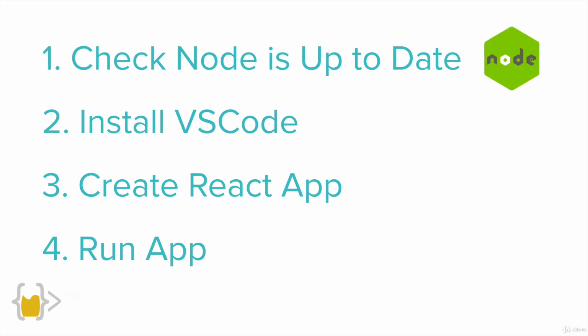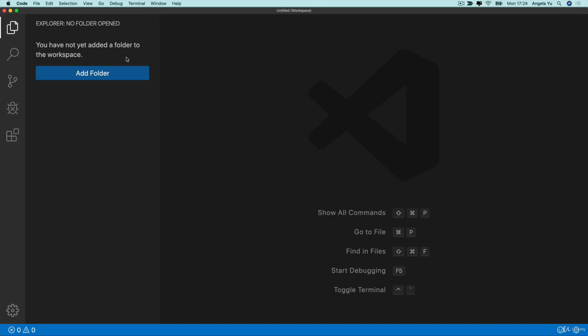So now that we've checked that our Node version is up to date, step 2 is to install VS Code. Now, I prefer using VS Code when I'm developing React apps because it has a lot of extensions that make it really easy to work with React apps. Now, this is totally a personal preference, so if you prefer working with Atom or Sublime or any other code editor, in fact, you can use all of them to develop for React.